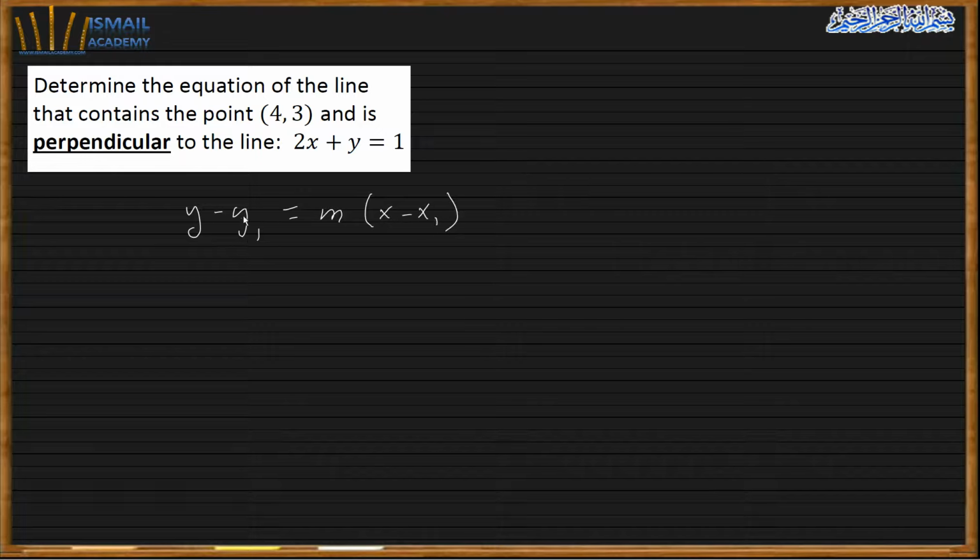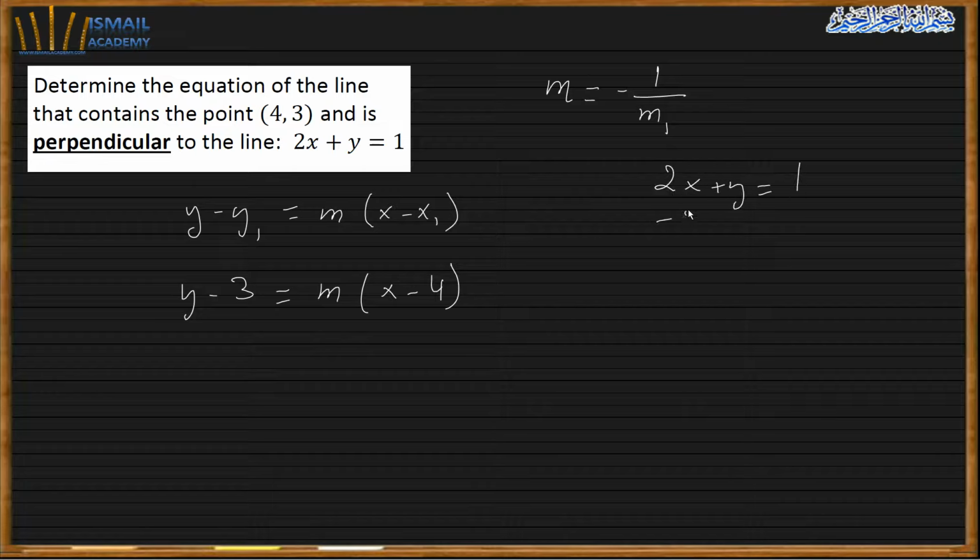So always, personally, I use this. What I do here, I write down whatever I have. So here the y is 3, and the x is 4. Now what's missing is my slope. I know that this line is perpendicular to that line, so my slope should be minus 1 over the slope of the given line, the one that I have here. So I need to find out the slope of this one first. So I solve for y. Minus 2x, minus 2x, so I will have y equal minus 2x plus 1. So my slope here is minus 2.